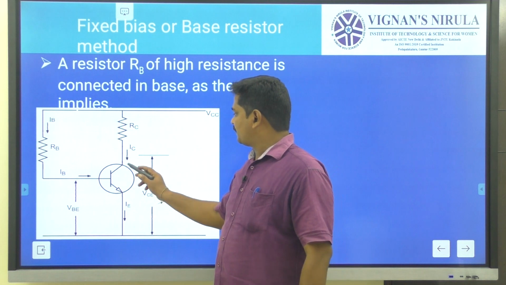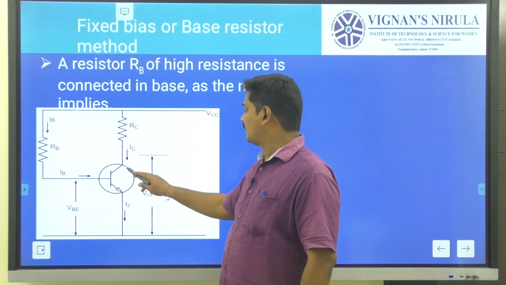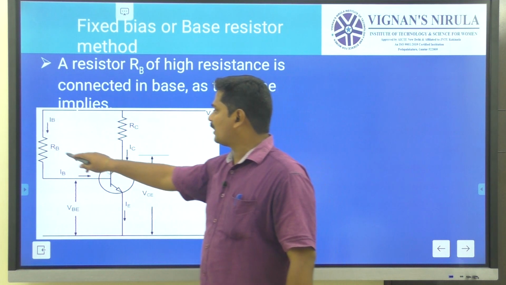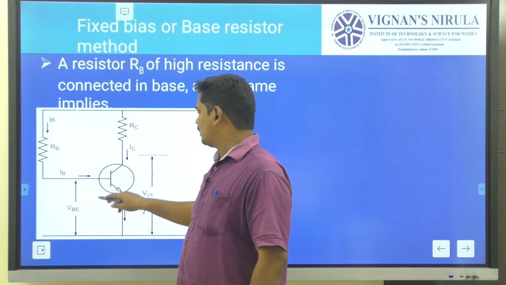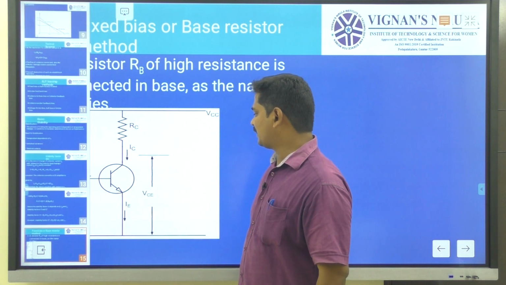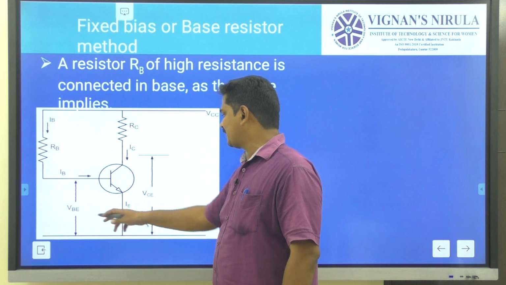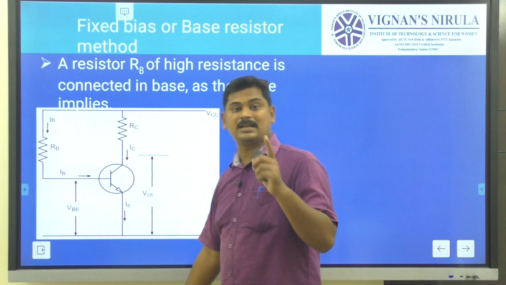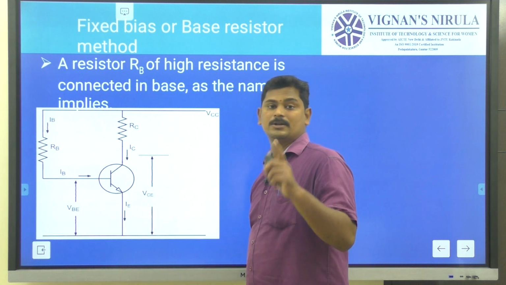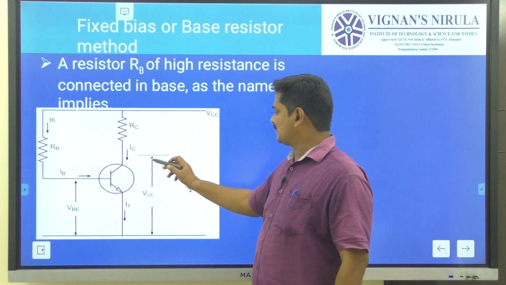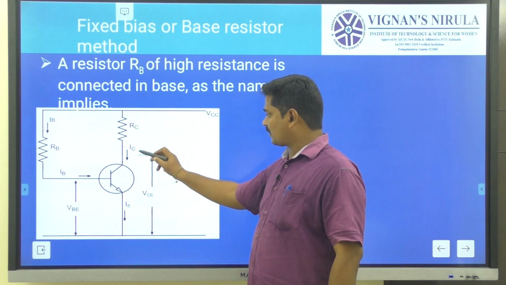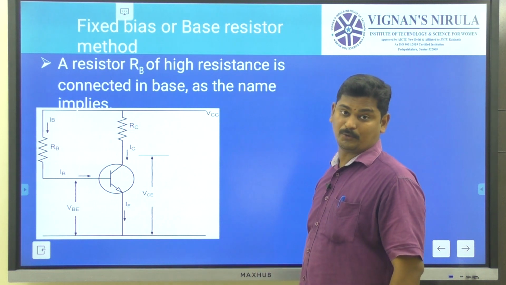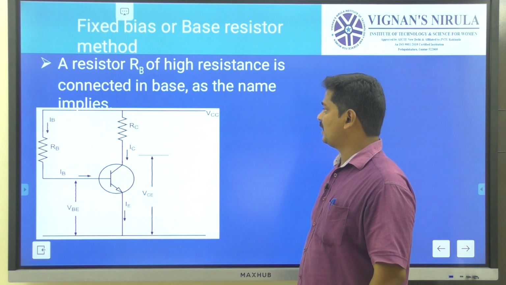Here we are taking the NPN transistor, and the resistor RC is connected across your collector and RB is connected across your base. The voltage across the base and emitter is called VBE. Remember students, at room temperature, if the transistor is silicon, then the value of VBE is 0.7. This is the voltage across your collector and emitter. Now VCC is the applied input DC voltage to the circuit.